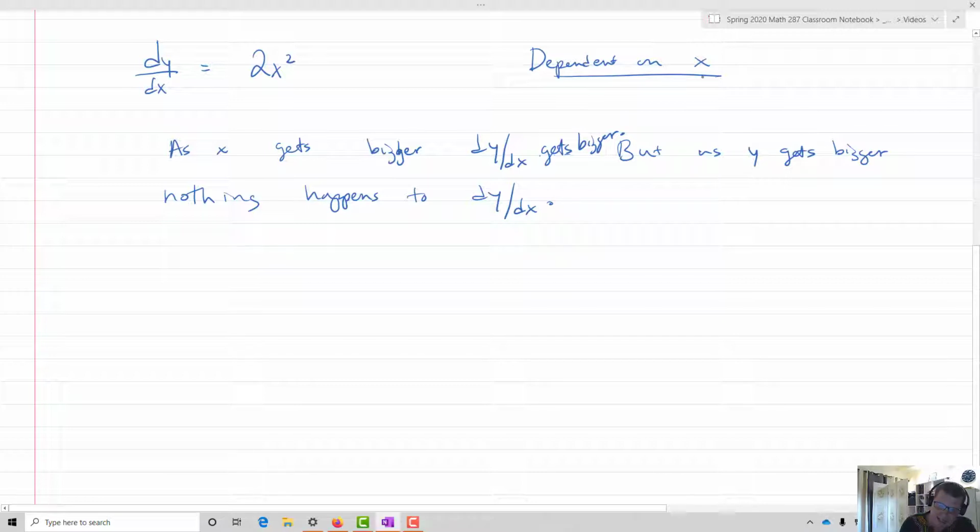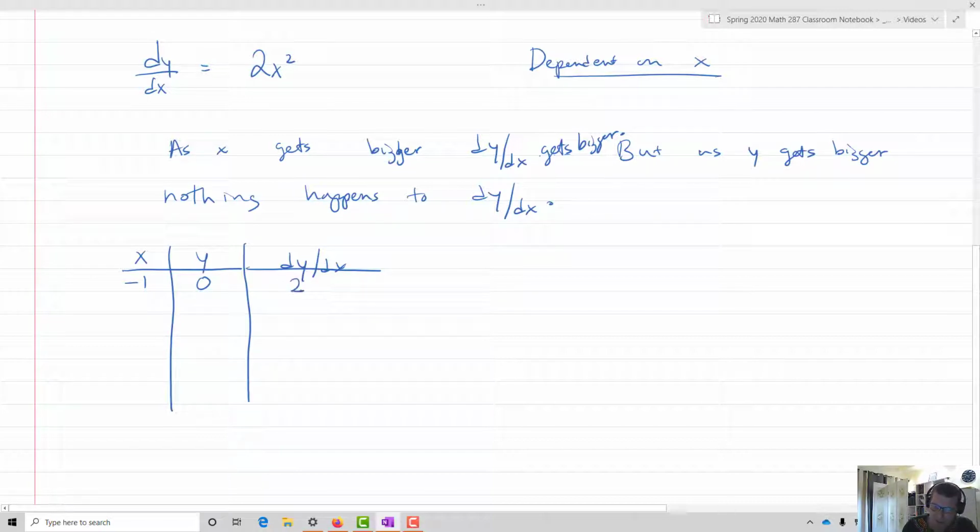We can see, say for example, we'll take an x and a y. We'll have some x, we'll have some y, and then we'll have dy dx as our slopes. When x, for example, is -1 and y is 0, we get dy dx is simply equal to 2. If x is -1 and y is equal to 3, on the other hand, dy dx is still equal to 2, because we just plug in. This is going to equal 2 times -1 squared.